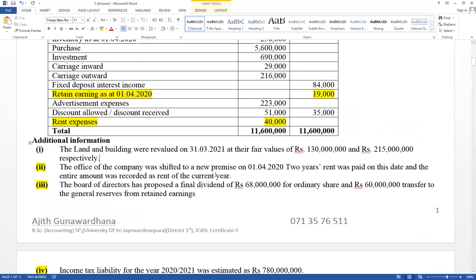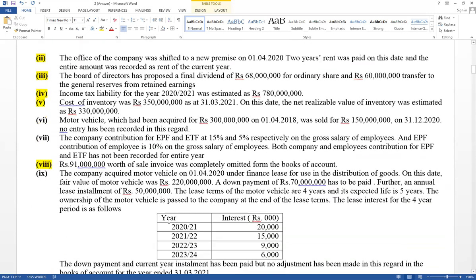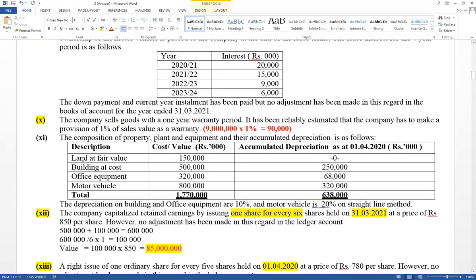Right. First one, think about land. Land and building were revalued 31st March 21 at their fair value 130,000 as well as 215,000. Profit and loss can be calculated by comparing previous year revaluation amounts and this year revaluation amounts. For land, it has given the previous year revaluation amount. Fair value, it has given 150,000. This is the previous year revaluation amount, 150,000.